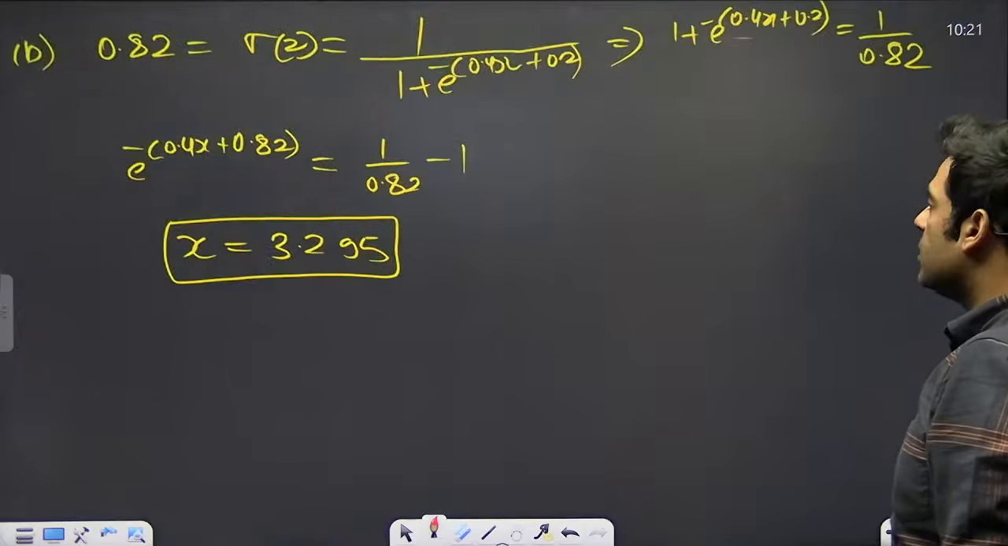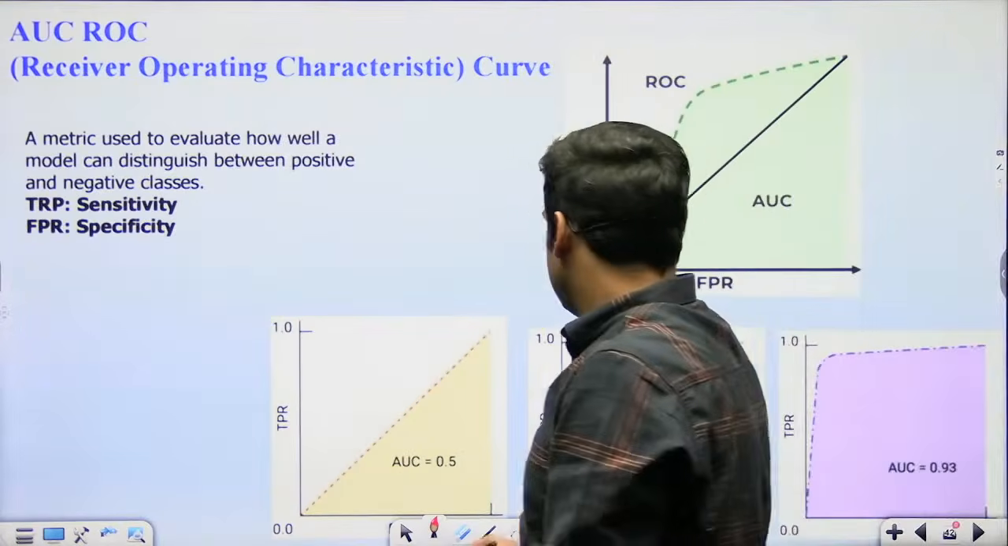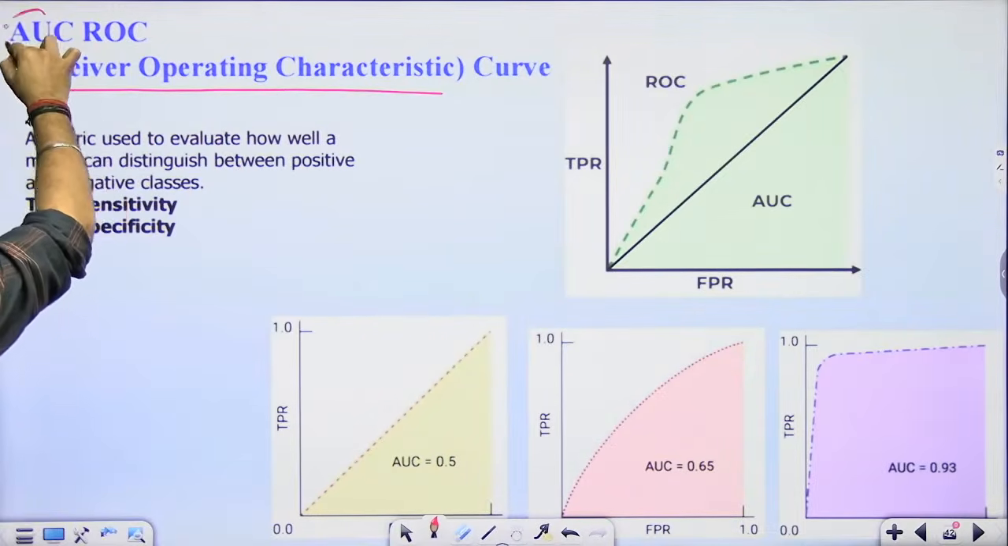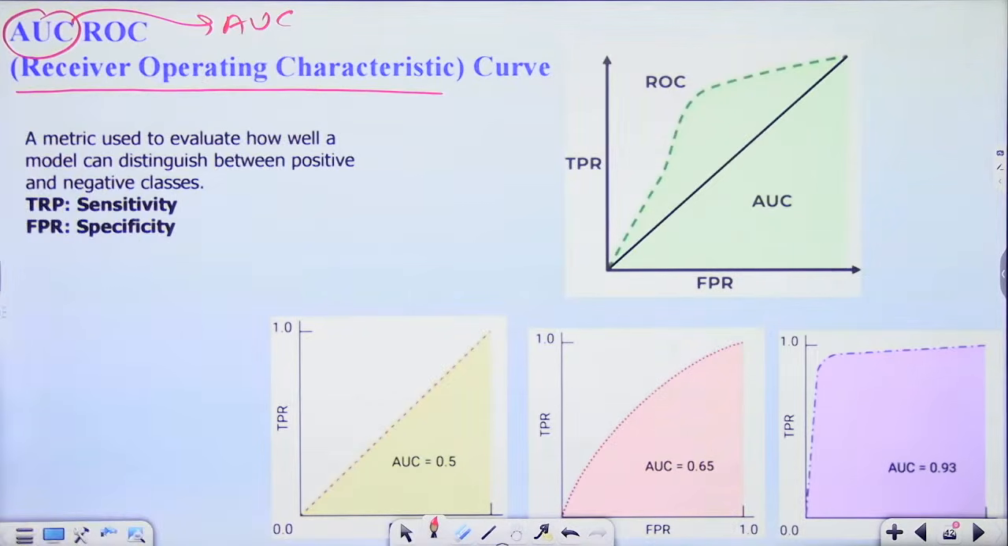Now the next topic that I would be covering is the AUC ROC curve. The full form of ROC is receiver operating characteristics, and the full form of AUC is area under the curve. Now I want to evaluate how reliable a model is.